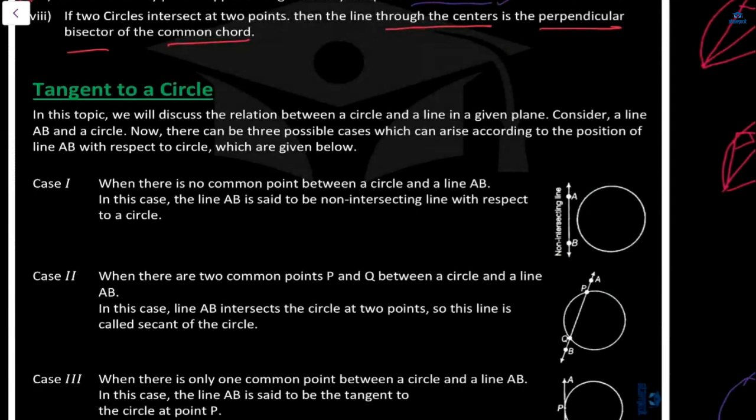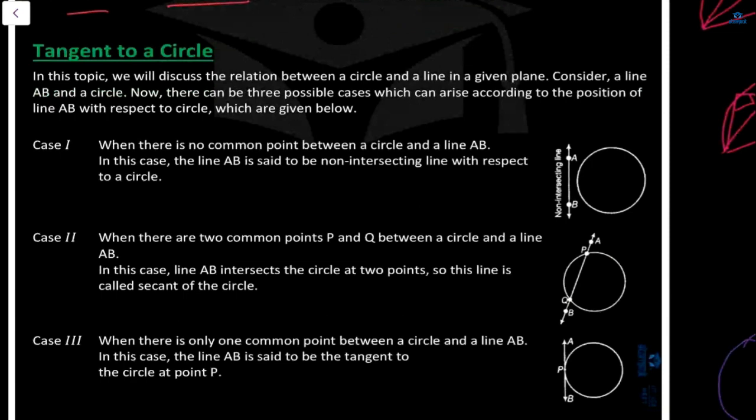Now, tangent of a circle. What is a tangent of a circle? It is a line drawn from a point of the circle. A tangent touches the circle at only a single point. If it touches at two points, it is not a tangent. To explain it, I have the conditions. If a line is drawn outside a circle, it is a non-intersecting line that doesn't intersect the circle at any point. If a line touches the circle at two points, it is called a secant of the circle.